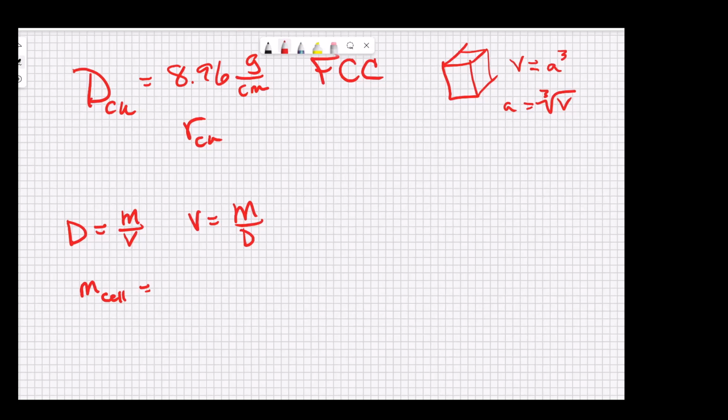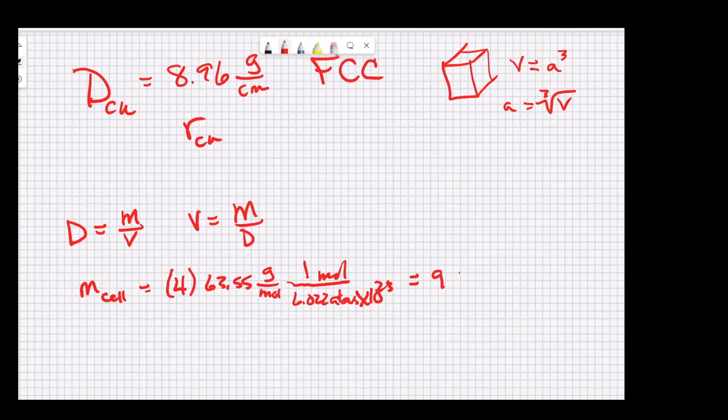How many atoms are in a face-centered cubic cell? 4. So we've got 4 atoms in here. Now we just have to figure out the mass of an atom of copper. What's the mass of a mole of copper? 63.55 grams per mole, but I want it per atom, right? So there's 6.022 times 10 to the 23 atoms in a mole. And there's 4 atoms in the cell. So 4 atoms, 63.55 grams per mole, divided by 6.022 times 10 to the 23. And so you guys give me the mass of the cell.